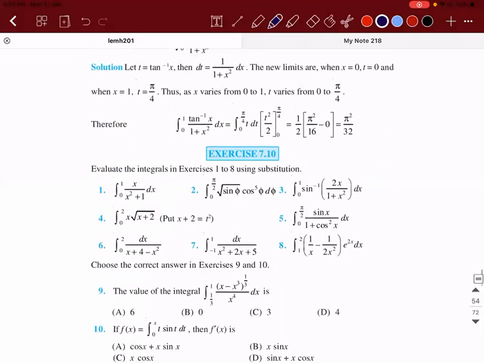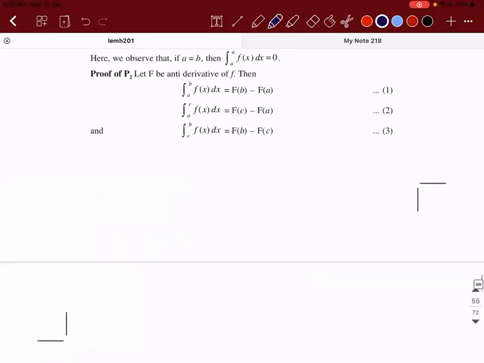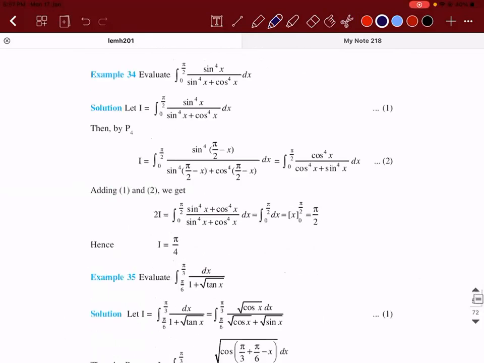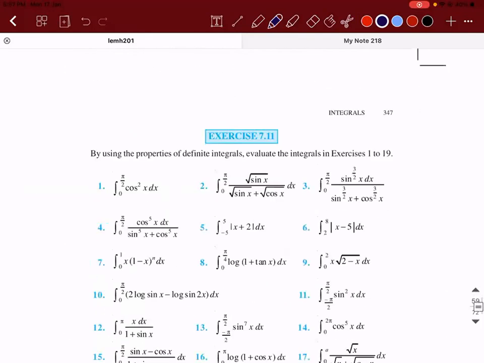Oh, sorry, 7.9. You have 11 exercises. So the 11th one is based on properties. Okay, these are all simple only.